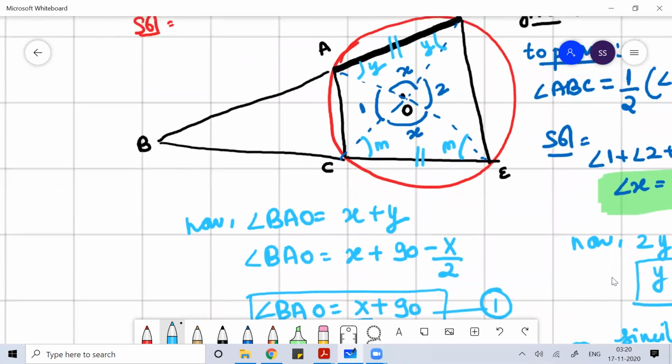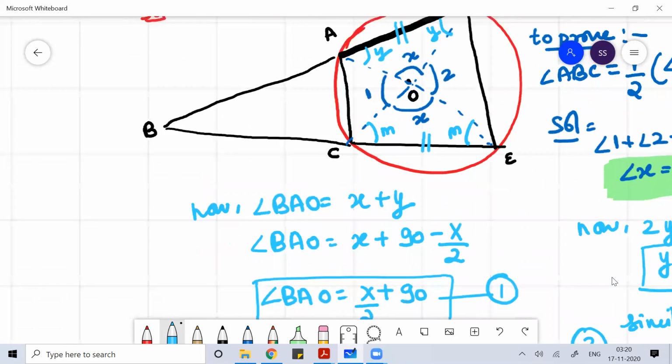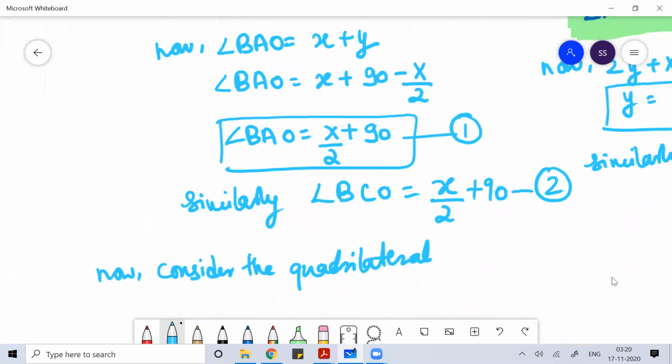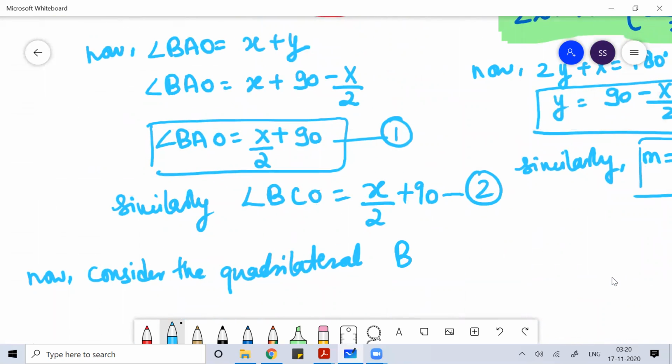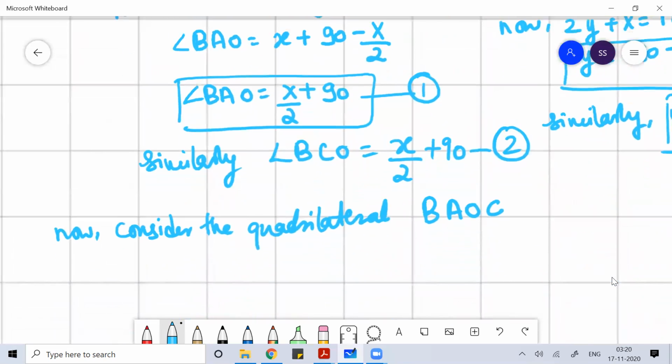So now what is required? Now consider this quadrilateral BAOC. So if you consider this quadrilateral BAOC, what are the angles?